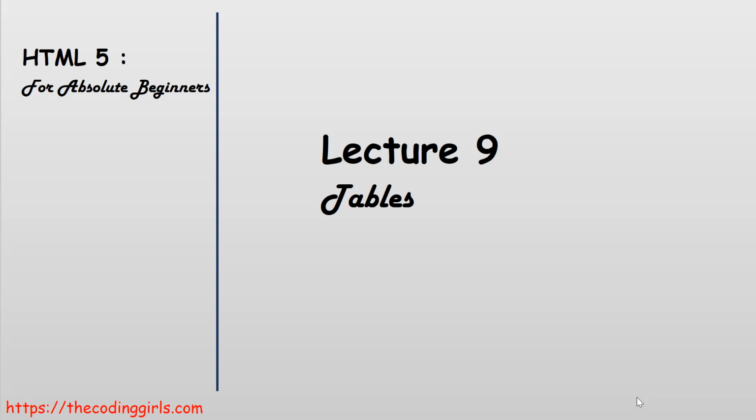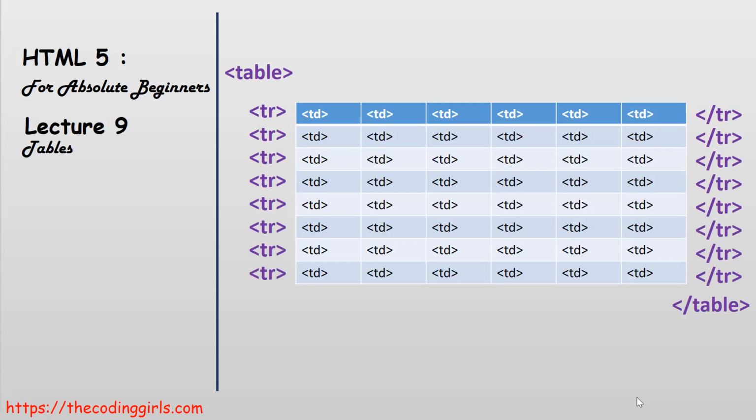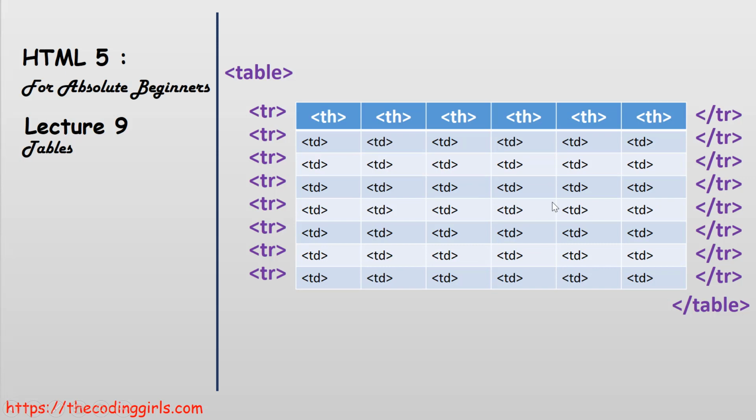Okay, if you are not familiar with tables, tables are just like spreadsheets where we can have some data in tabular form. The table is enclosed in the table element, and then we have rows which are denoted by the TR element. Each cell in the row is denoted by the TD element. The header row can have special styling if we use the TH element instead of the TD element.